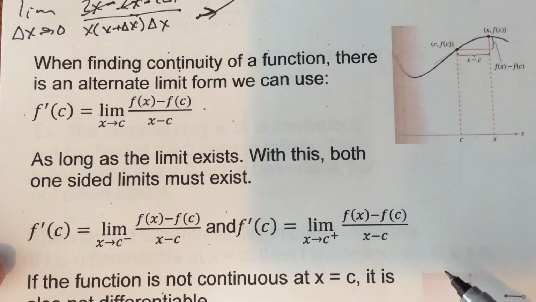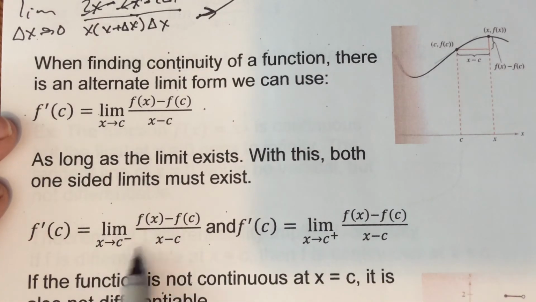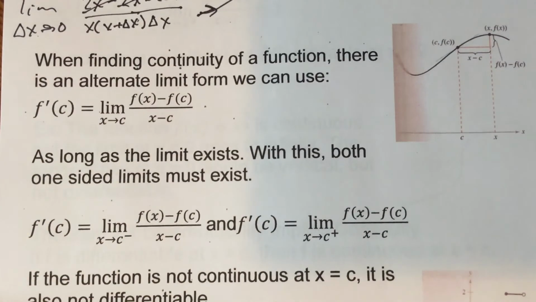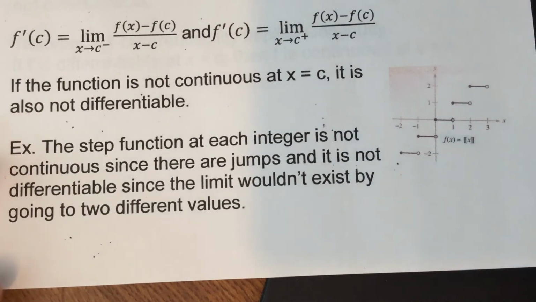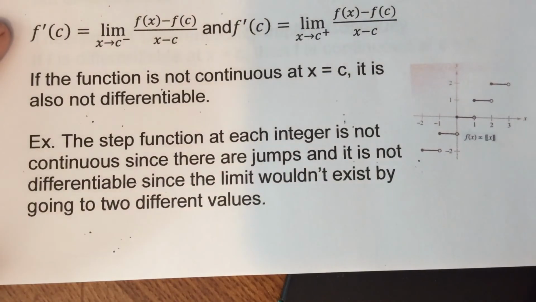As long as the limit exists with this, both one-sided limits must exist. So we would find it with the left side first, and then we would find it with the right side, show that they both exist. And they should be the same thing, otherwise it's not going to be differentiable there.